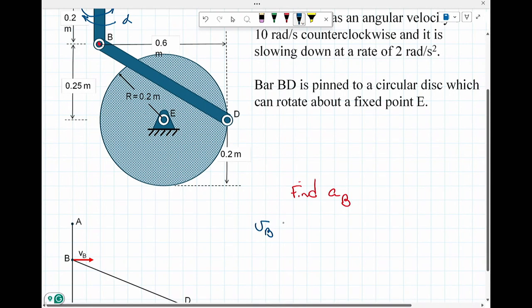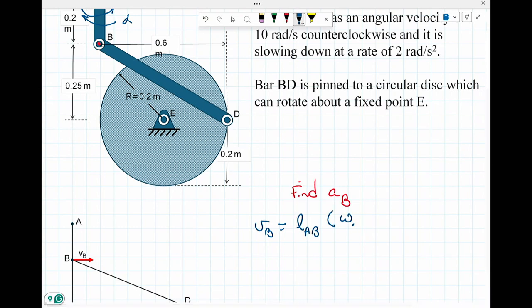Velocity of B equals length of AB times omega AB. And I'm given that information at the very beginning of the problem. So when I solve through for it, I can cheat a little bit. I've drawn it out here so that I know velocity B is going to be acting in that sense. And that will equal, when I put numbers in, 2 meters per second.